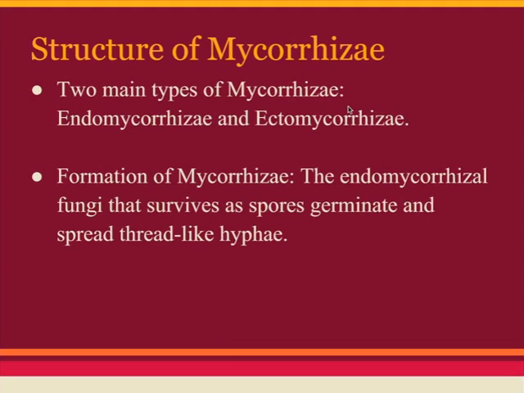Mycorrhizae is generally formed by fungi that survive as a spore in the soil, and they germinate and then spread thread-like hyphae. The hyphae growth is contributed to by plant hormone as well as phosphorus in the soil. Once the hyphae touches the root surface of a plant, the epidermis and an infection site forms in which the hyphae penetrates the outer layer of the root. The hyphae then grows between the cortex cells before penetrating the individual cells and forming new thread-like structures for ectomycorrhizae.